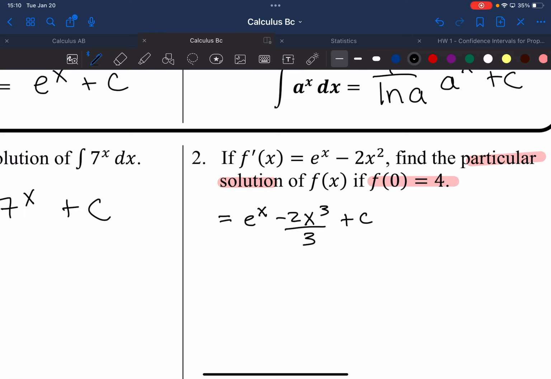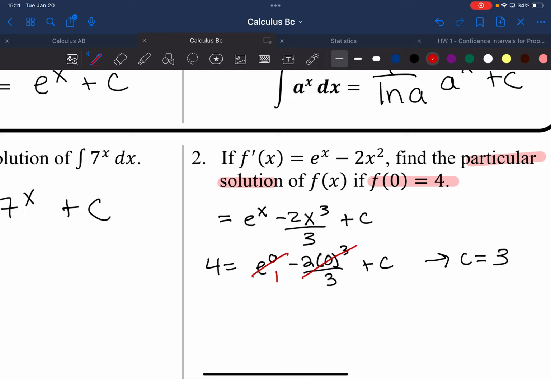Okay, from here, we're using that extra information of f of 0 is equal to 4. So we have 4 is equal to e to the 0 power minus 2 times 0 cubed over 3 plus c. Anything to the 0 power is 1. So technically we have 1 minus 0, or just 1, plus c. So that means c is equal to 3. Right? Because this is 1. This is gone, it's 0. So it's 1 plus c. So if we subtract the 1 to the other side, we get c is equal to 3.